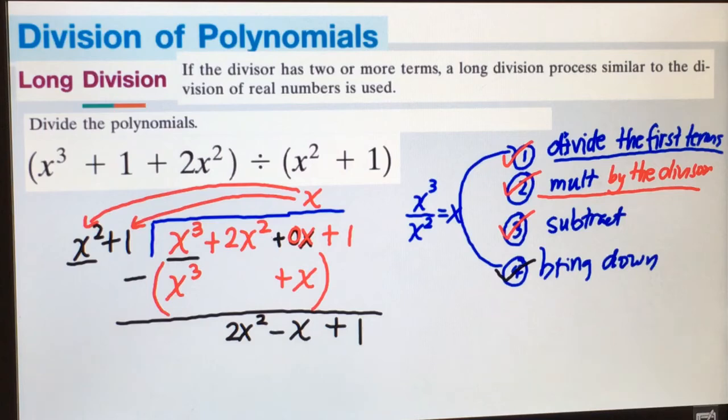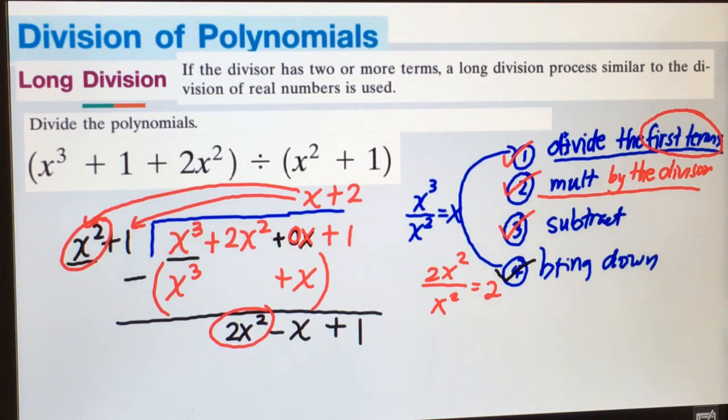Once I've brought down 1, I go back to the first step again, remembering that when we're dividing, we only divide the first terms. So I'm going to divide 2x squared by x squared. Maybe I'll use a side scratch here. 2x squared over x squared results in 2. So I'm going to write that on top. The quotient goes on top. And then I go to the next step again, multiplying 2 to both x squared and 1. Next is subtracting.